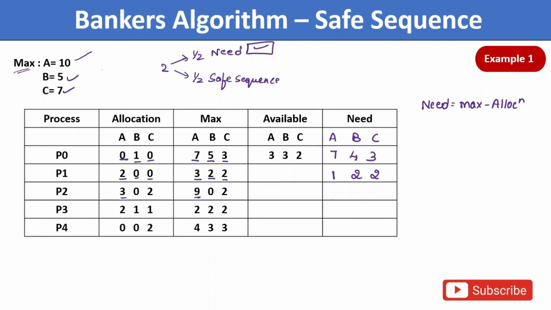Next, 9 minus 3 will be 6. 0 minus 0 will be 0. 2 minus 2 will be 0. 2 minus 2 will be 0. 2 minus 1 will be 1. 2 minus 1 will be 1. 4 minus 0 will be 4. 3 minus 0 will be 3. 3 minus 2 will be equal to 1.